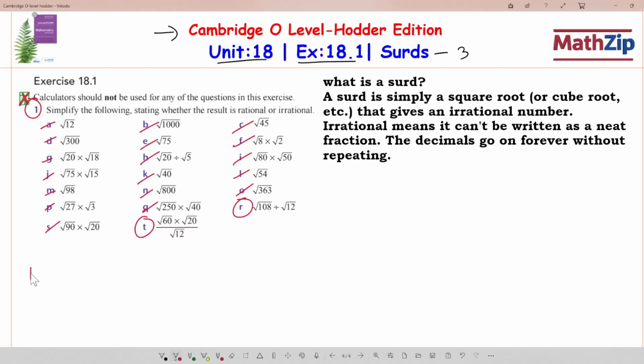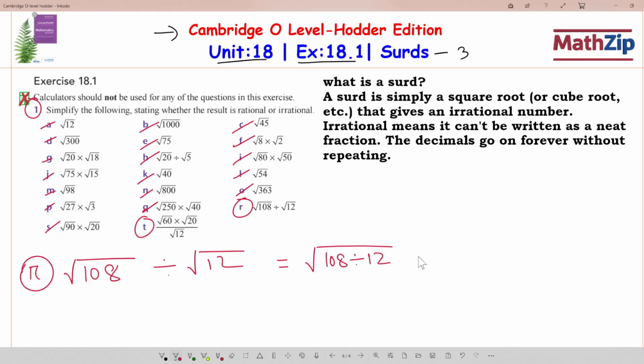Okay. Question R. Root 108 divide root 12. So this one is very simple. It means we can write root of 108 divide 12. 108 divide 12 is 9, root 9. So the answer is 3. 3 is an integer, and we can say this one is a rational number.